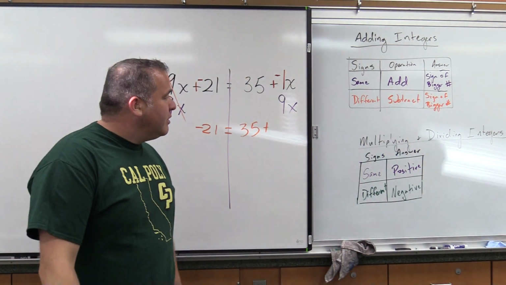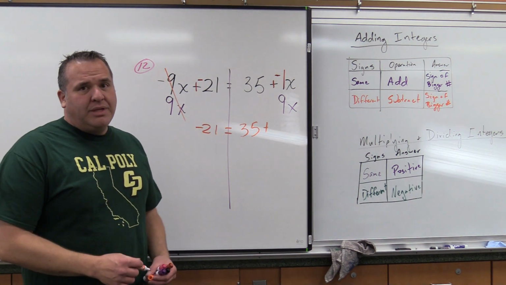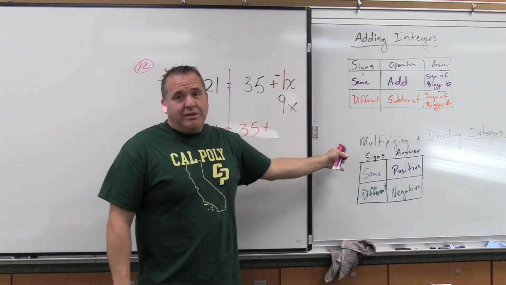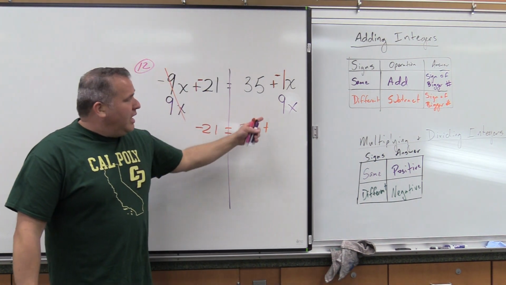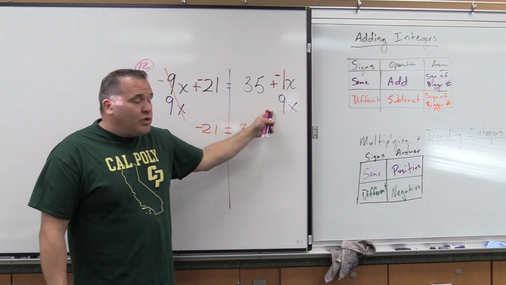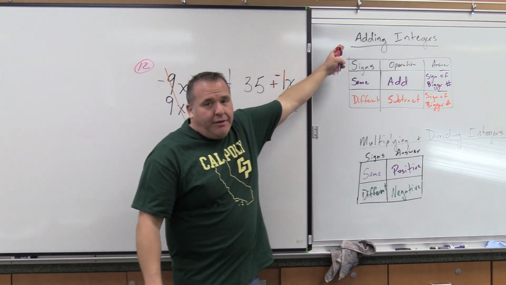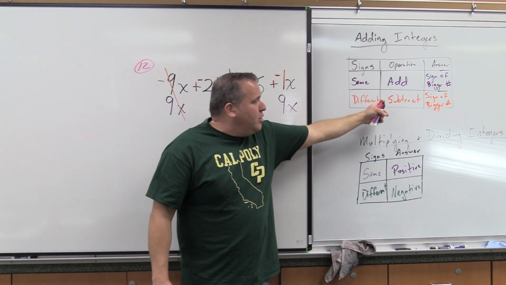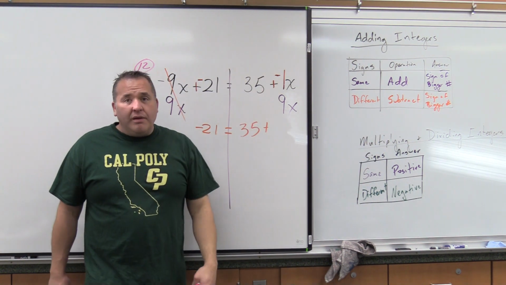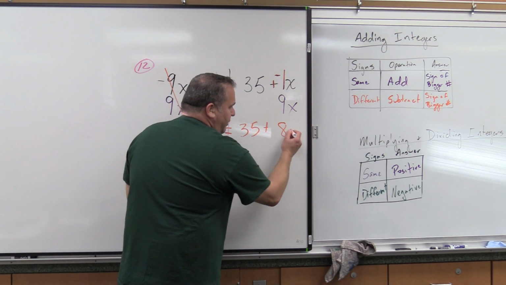The question is, are we supposed to add those numbers or subtract them? Now remember, I made a chart for y'all a while ago. I left it right up here in case y'all didn't see it. If we look, here we have a negative plus a positive. So those signs are different. And when you're adding and the signs are different, you need to subtract those numbers. So what's 9 minus 1? 8. So I'm going to put 8x here.